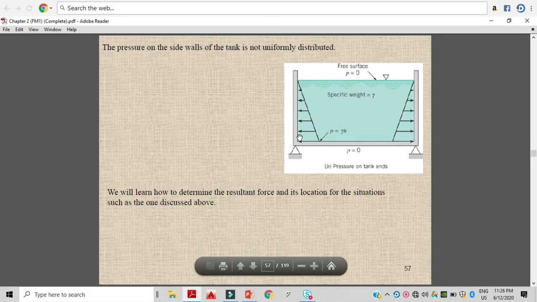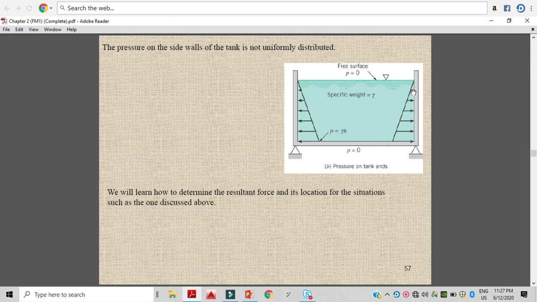Now we are focusing on the side surface, not the bottom surface. At the side surface we can see the pressure is gradually increasing, because the hydrostatic pressure is directly proportional to the height of the column of water. So as the depth of water increases, the hydrostatic pressure increases. We can see in the sketch that as we go down, the pressure is gradually increasing in the case of the side wall.